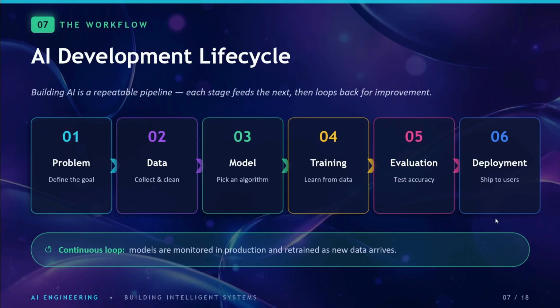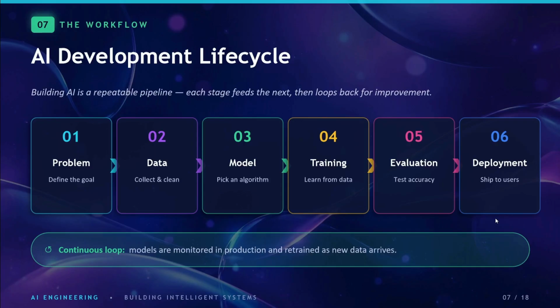The fourth stage is training, where the chosen model actually learns from the data by adjusting its internal parameters to minimize errors. The fifth stage is evaluation, where the team tests the model's accuracy on data it hasn't seen before to make sure it will perform well in the real world and not just memorize the training data. And the sixth and final stage is deployment, where the model is shipped out to actual users.